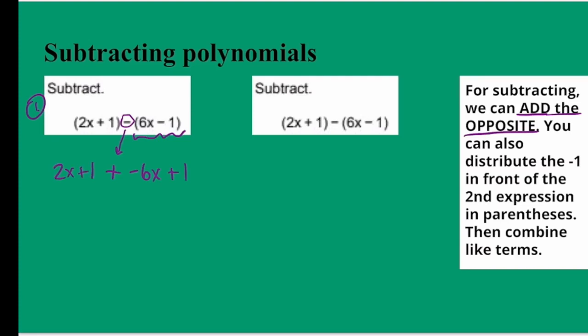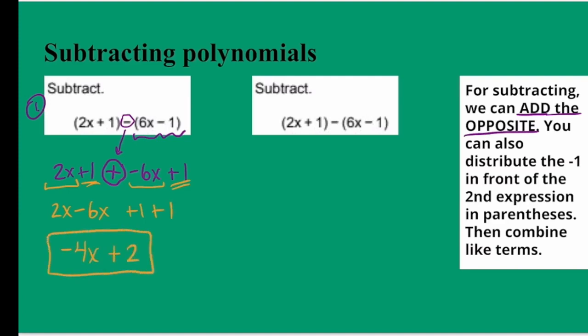Now that we're adding these polynomials, we don't need the parentheses anymore. We can just combine like terms. So I'm going to rearrange this using the commutative property. I'm going to put 2x minus 6x together, and then I'm going to have this plus 1 and now plus 1. 2x minus 6x is negative 4x. 1 plus 1 is 2. Positive 2. So that would be the final answer.